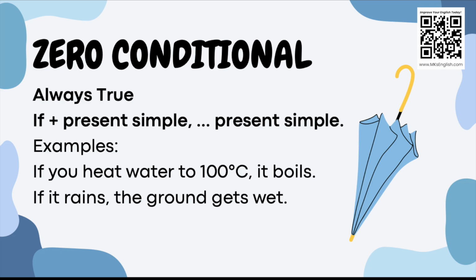Let's start with zero conditional. We use it for things that are always true: facts, rules, general truths. The structure is if plus present simple and then present simple again. For example, if you heat water to 100 degrees Celsius, it boils. Or, if it rains, the ground gets wet. Pretty obvious, right? Notice that both parts are in the present simple. Think of the zero conditional as science and facts.